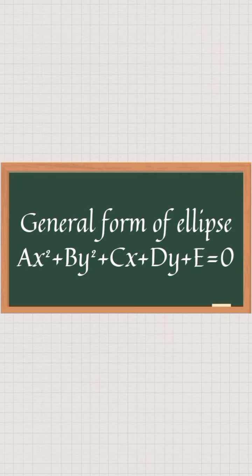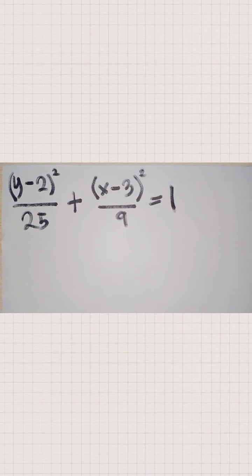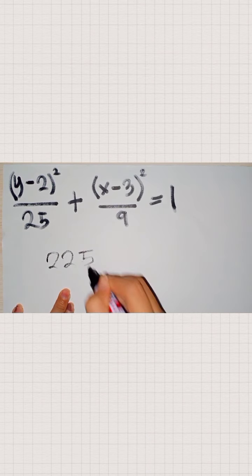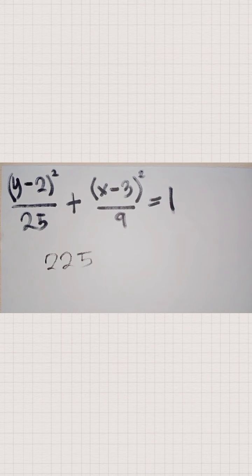Convert the standard equation of ellipse: quantity y minus 2 squared over 25 plus quantity x minus 3 squared over 9 equals 1 to general form. Ito ang given equation natin. Ang una natin gagawin ay hahanapin natin ang LCD ng 25 at 9. So, ang LCD ng 25 at 9 ay 225.